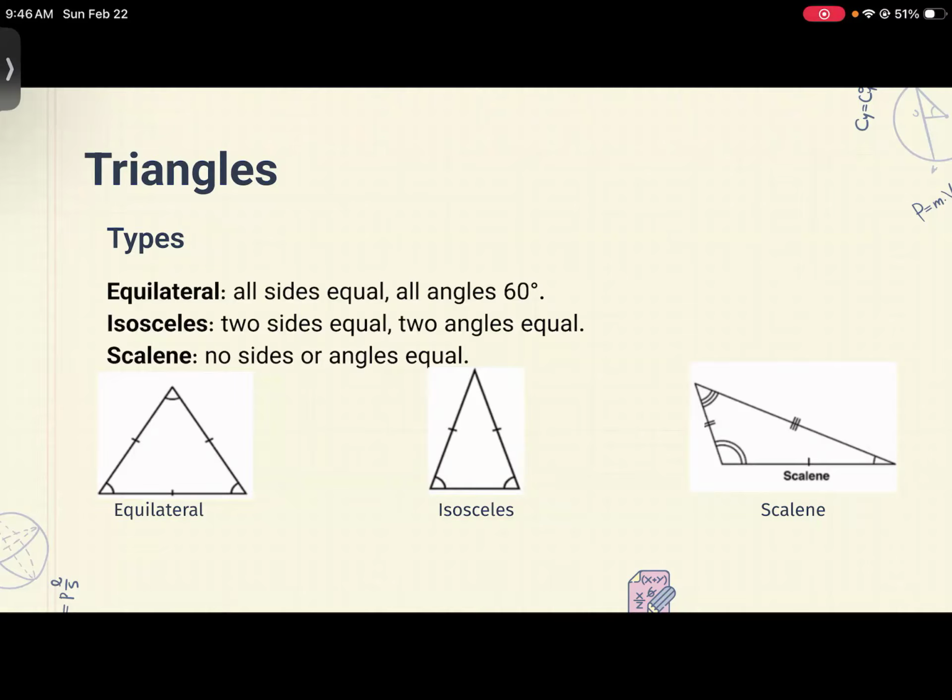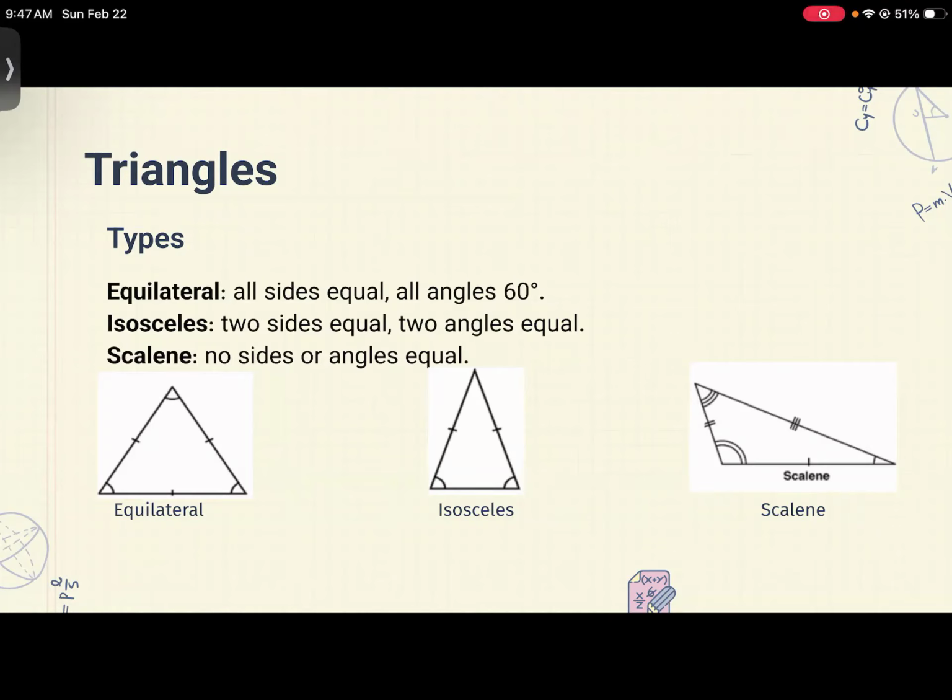So equilateral triangles, the triangle on the left, those are triangles where all sides are equal and all angles are 60 degrees. The reason is that all angles in a triangle should add up to 180 degrees. So if all the angles have to be equal, 60 plus 60 plus 60 would equal 180 degrees. You can see from the 3 lines that all sides are equal, the same length.